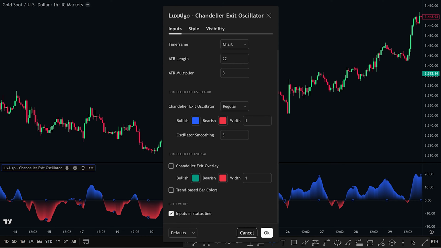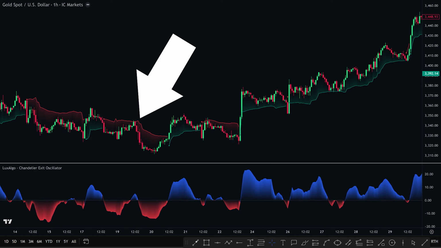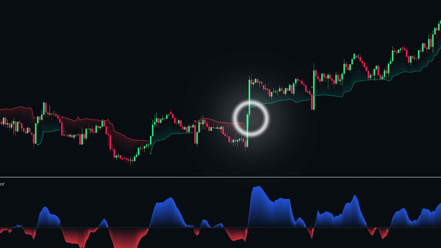On your price chart, you can also activate the overlay option. Here, you'll see green trailing lines acting as support in an uptrend, and red trailing lines acting as resistance in a downtrend. These dynamic levels trail price using the average true range, so they adapt to volatility. If price crosses one of these lines, it often signals the current trend is weakening or reversing.